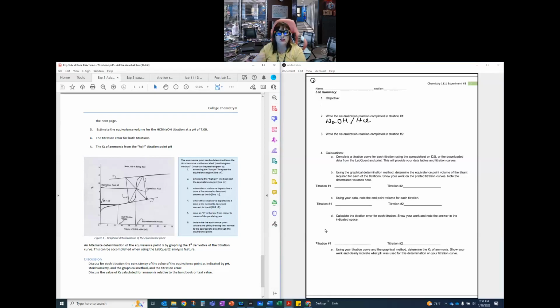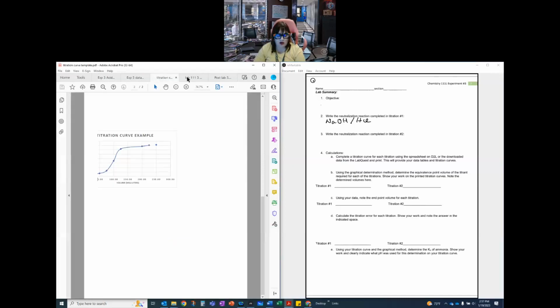Okay. If you have any questions or comments about how do I do this, what do I need to do, that is okay. Just let me know so that we can talk about how we do this method, okay? So that's your lab summary. As far as, let me get out of the lab summary.